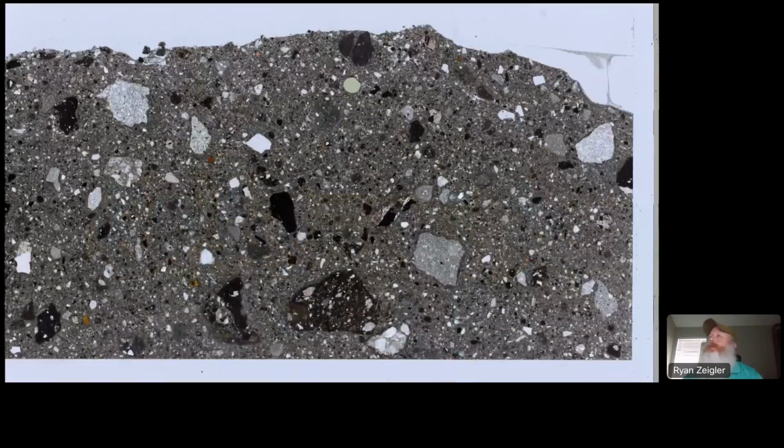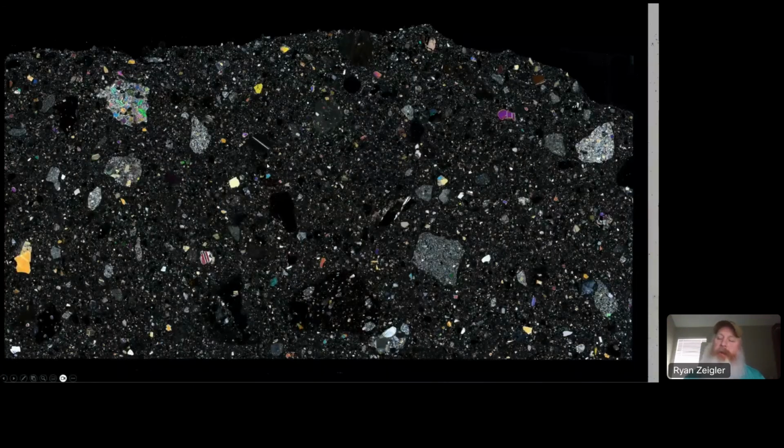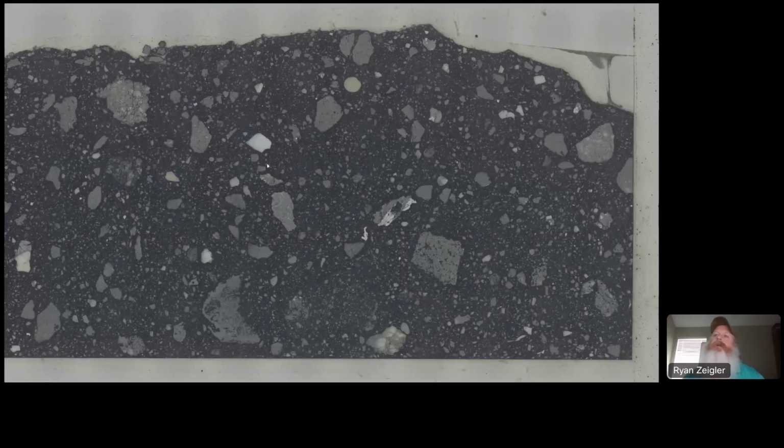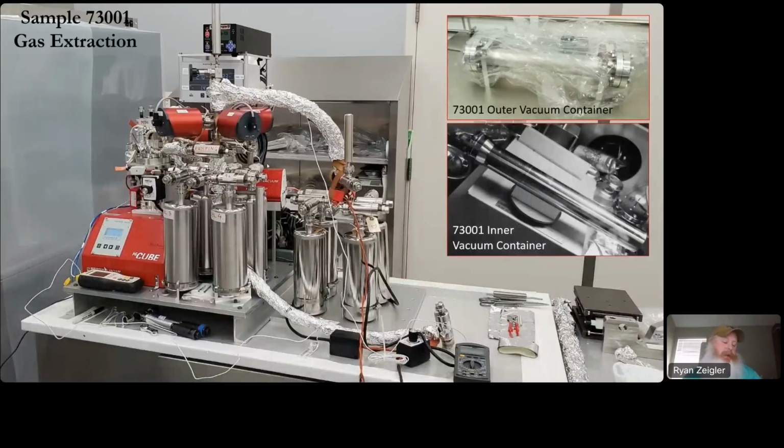Then Jeremy was able to use the new Keyence microscope we have to take these really nice high resolution plane polarized light images. I don't know if you like green glass or orange glass better, but you get both in this one, and cross polarized reflected light. So we're able to not just provide the thin sections to folks, but provide these detailed images as well.